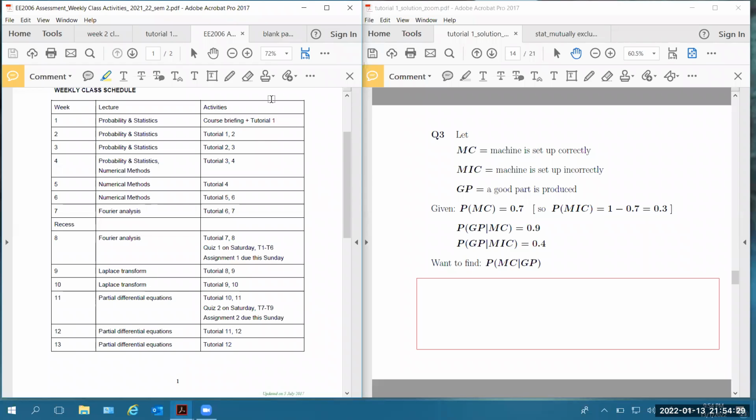Over here, nothing special. We'll have a tutorial, and then we'll have recess. Recess is a time for us to study all the things that we learned before. And when we come back from recess, we will do a quiz on a Saturday. Everybody needs to come back to school, go to the lab to do a quiz. It will be in the afternoon, 1:30 onwards.